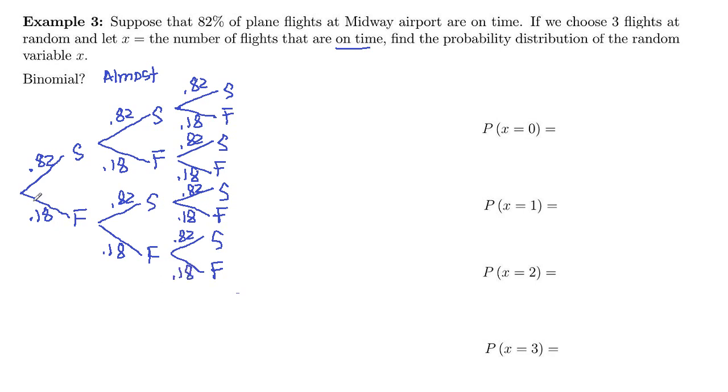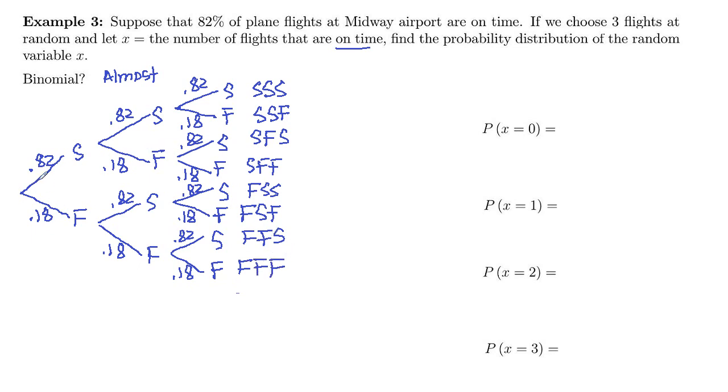So our outcomes, we follow the branches down: success, success, success, so 3 S's. Success, success, failure, SSF. Success, failure, success, SFS. SFF, so first flight on time, the other 2 late. Failure, success, success, and so on. So we've got FSF, FFS, and 3 late flights.